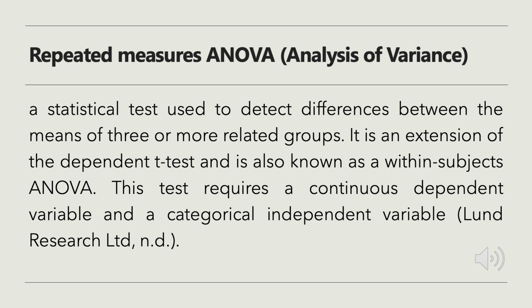To use this test, we need a continuous dependent variable, something we can measure numerically, like scores or ratings, and a categorical independent variable, which represents the different conditions or time points we're comparing. In research, this is especially useful when we want to see how something changes over time, like students' performance across quarters, or in our case, teachers' perceptions of a program's effectiveness.